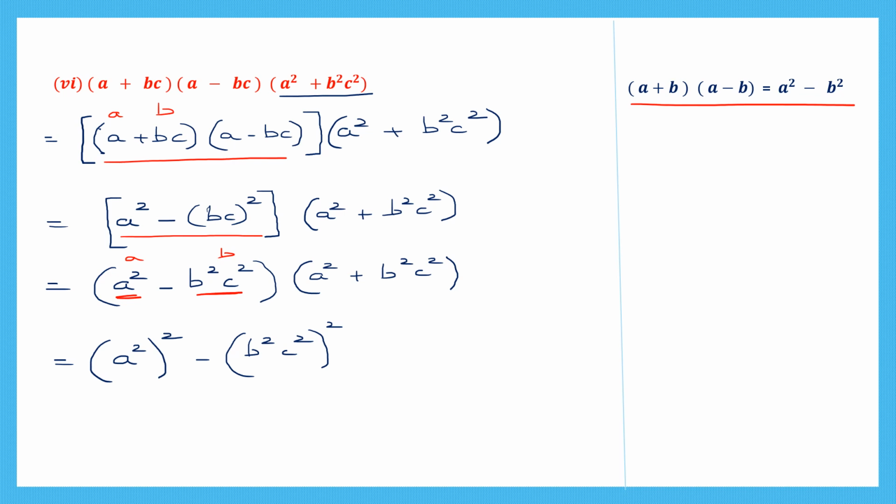Okay, so now let's work this out. A square is raised to another power 2, that means a to the power of 2 into 2, which makes it a to the power of 4, minus, now here what do we have? B square raised to the power of 2, that means b to the power of 2 into 2. So that will make it b to the power of 4. And then here we have c square, that means c raised to the power of 2 into 2, c to the power of 4. So this is our answer, a to the power of 4 minus b to the power of 4, c to the power of 4.